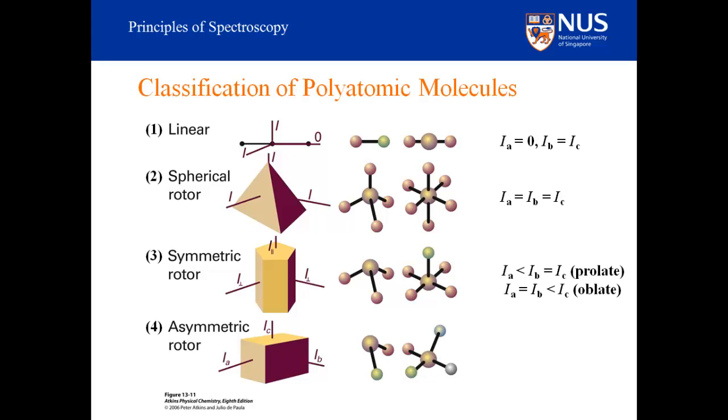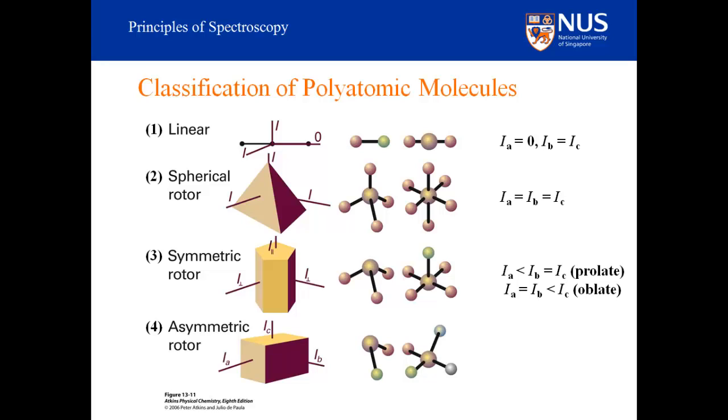Then we've got what are known as symmetric rotors. This is where one of the moments of inertia is different from the other 2. So 2 of them are the same and 1 is different. So linear is when 2 are the same but 1 is 0, spherical is where they're all the same, and symmetric is where 2 are the same but the third is non-zero. So what molecules are symmetric rotors? Well, molecules like ammonia, or a square pyramidal molecule, such as xenon oxytetrafluoride. These are what are known as symmetric rotors.